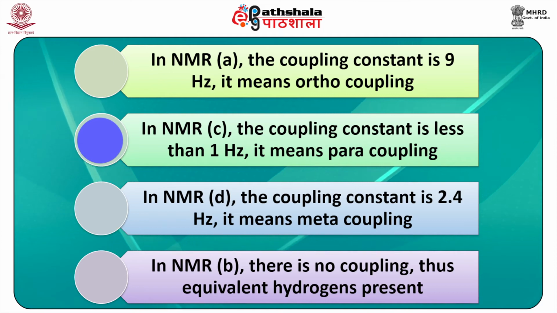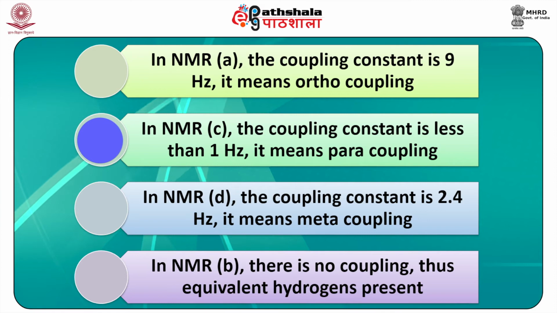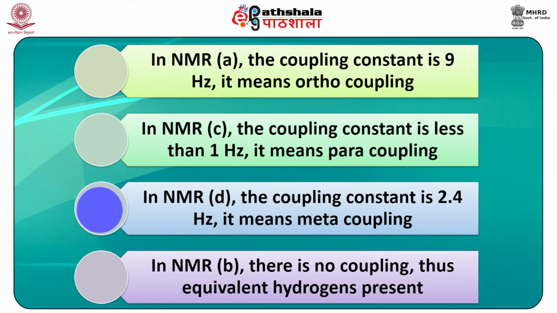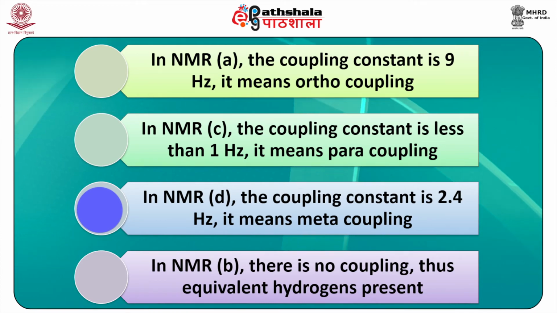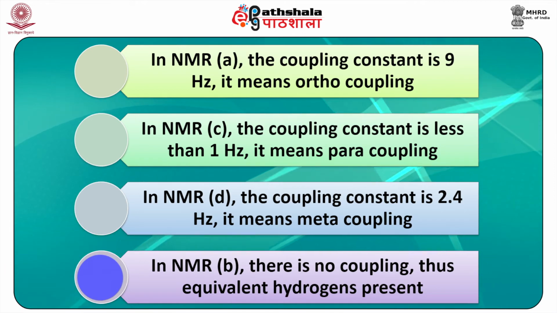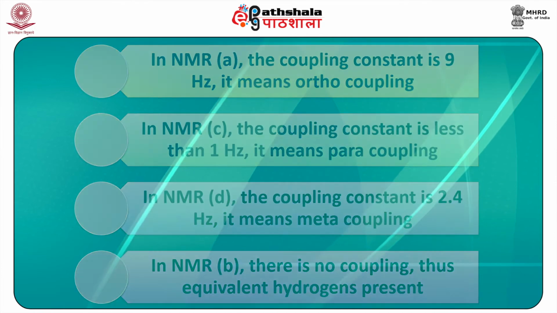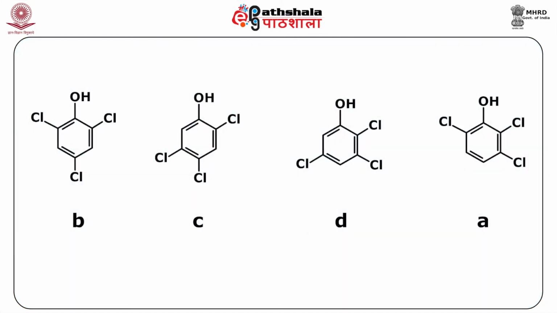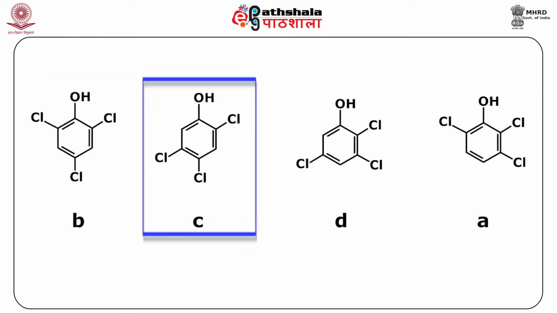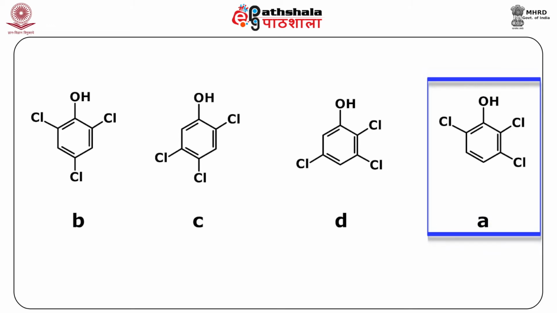In the NMR of sample C, the coupling constant is less than 1 Hz. It means it is a para coupling. And in D, the coupling constant is 2.4 Hz. It means it is meta coupling. In NMR of the sample B, there is no coupling observed. Thus, equivalent hydrogens are present. Looking at the above values, we can elucidate the structures to be B, C, D and A in a sequence of the given structures.